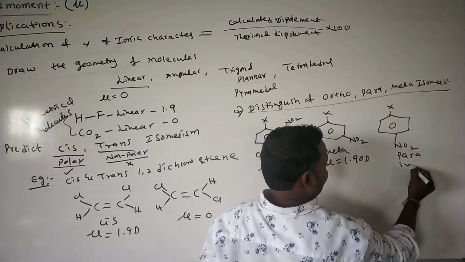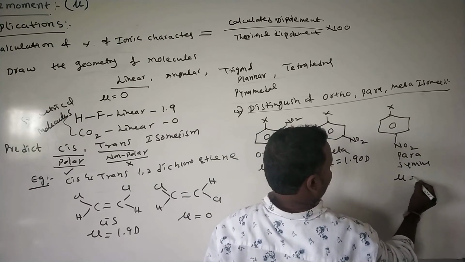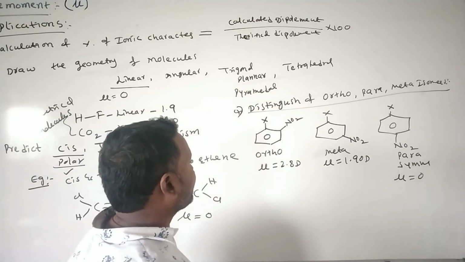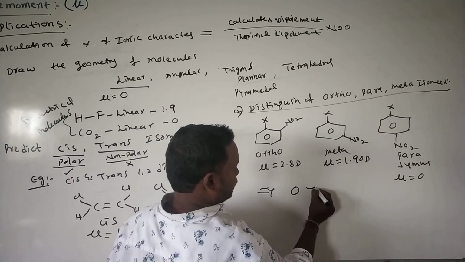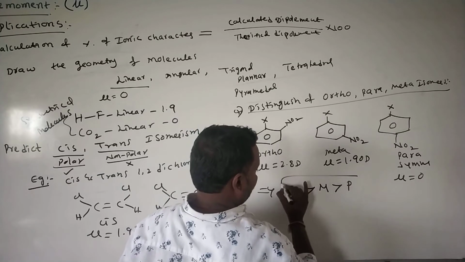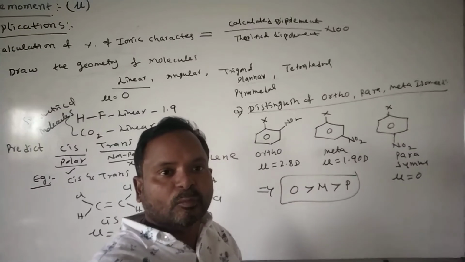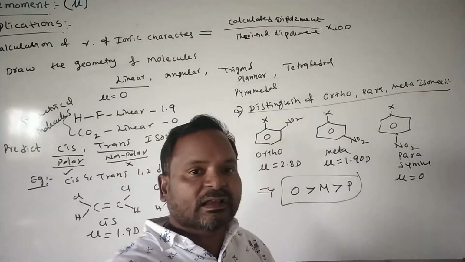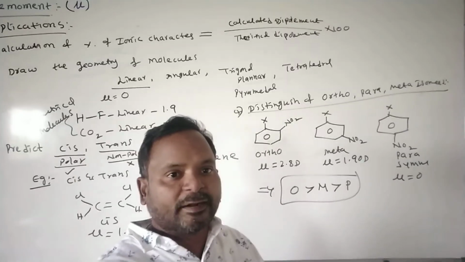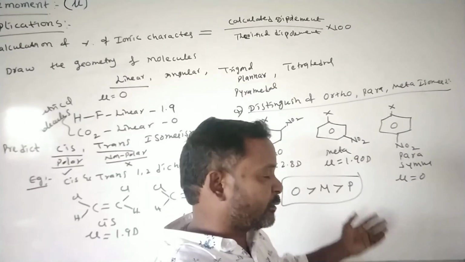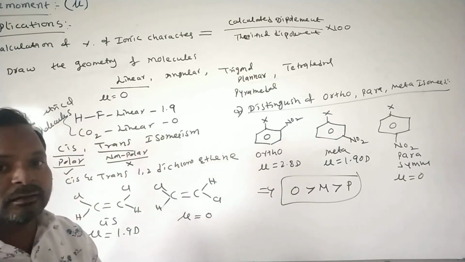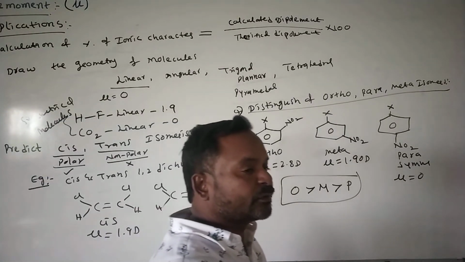This is the symmetrical molecule. The dipole moment value is 0. What is the order here? OMP order. Ortho has more dipole moment than meta and then para. Remember. Which has more dipole moment? That is ortho. Which has less dipole moment than ortho? We call meta. Which has zero dipole moment? That is para. Para isomer.